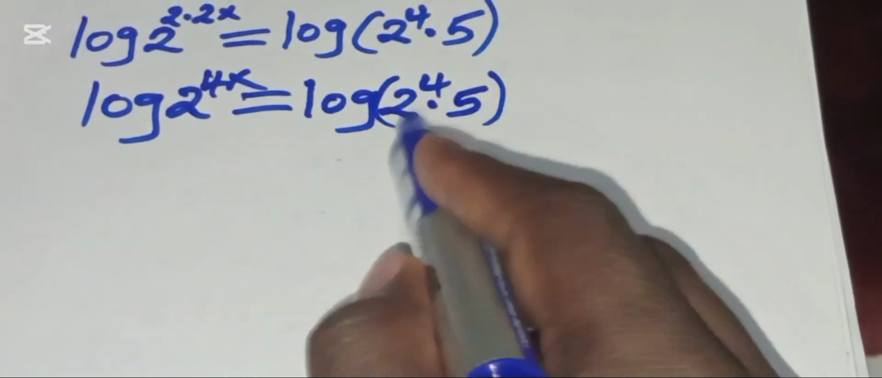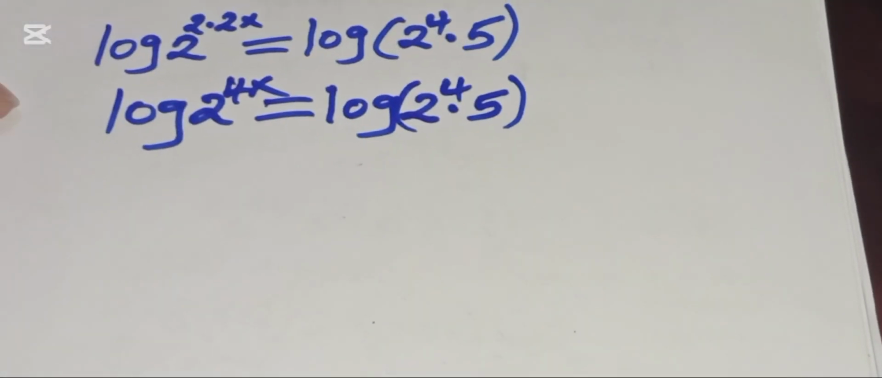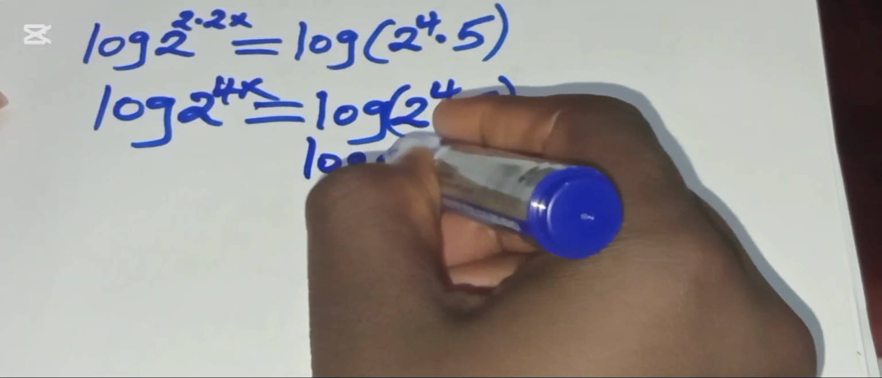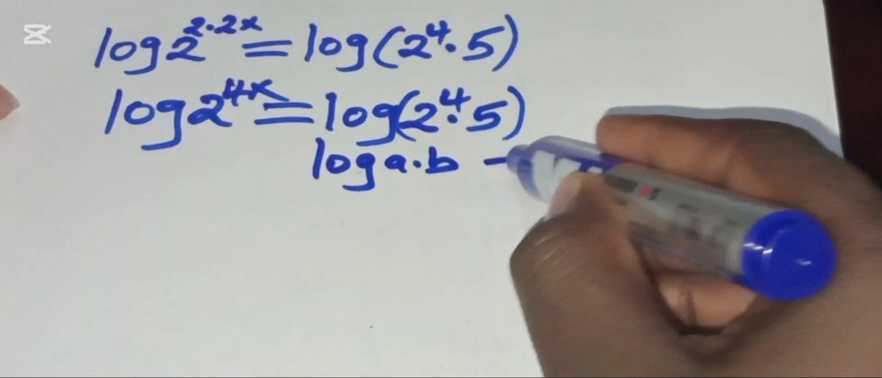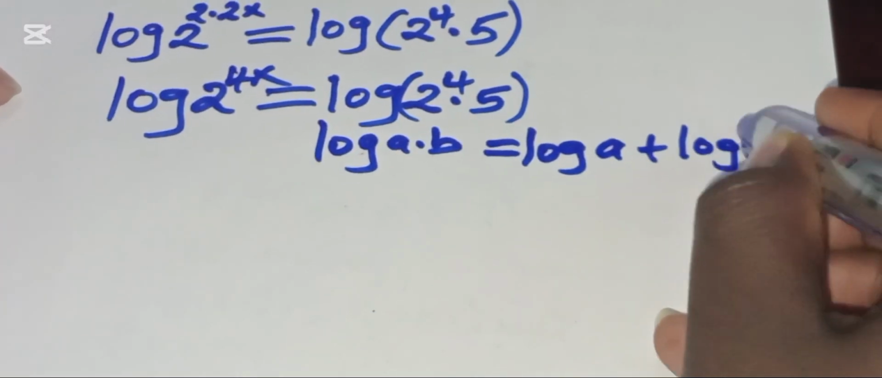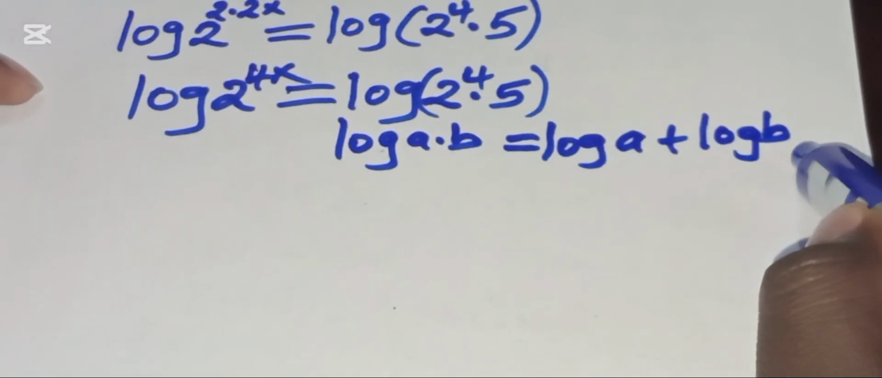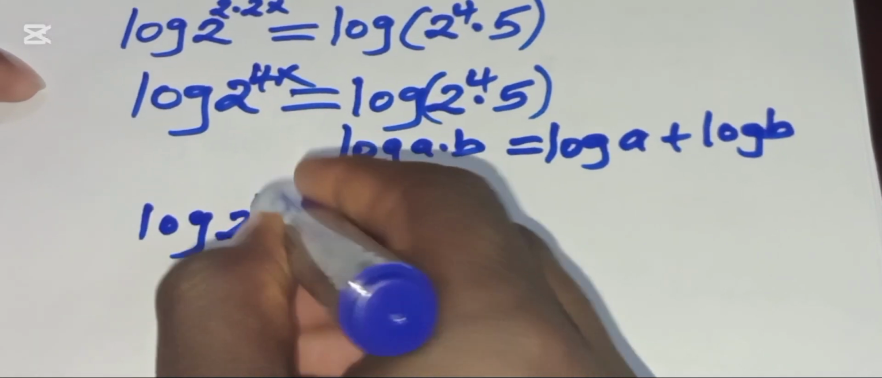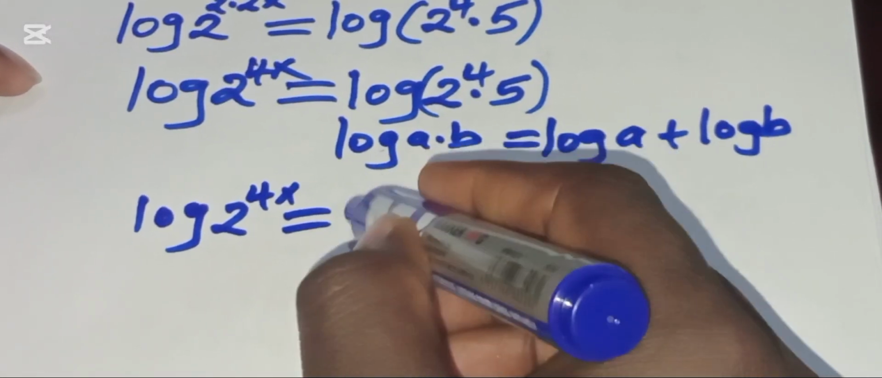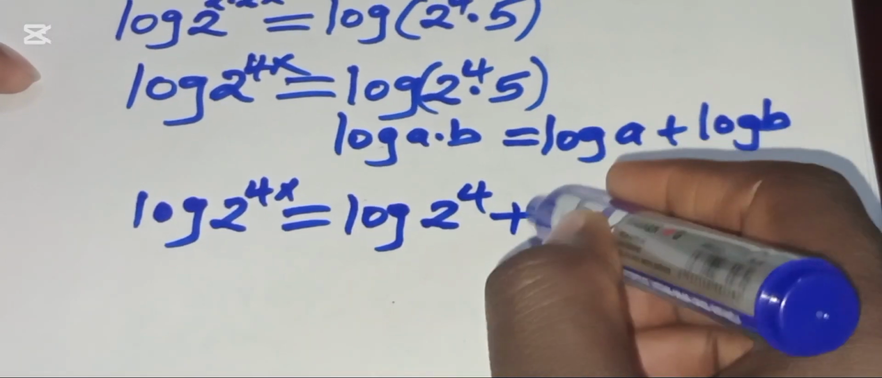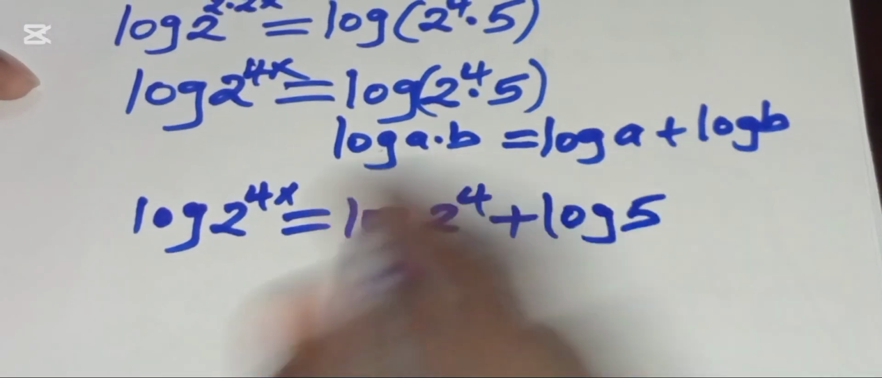Now from what we have here on the right hand side, log 2 raised to power 4 multiplied by 5 is in the form of log a multiplied by b, which we can express as log a plus log b. So applying this property, we're going to have log 2 raised to power 4x equal to log 2 raised to power 4 plus log 5.